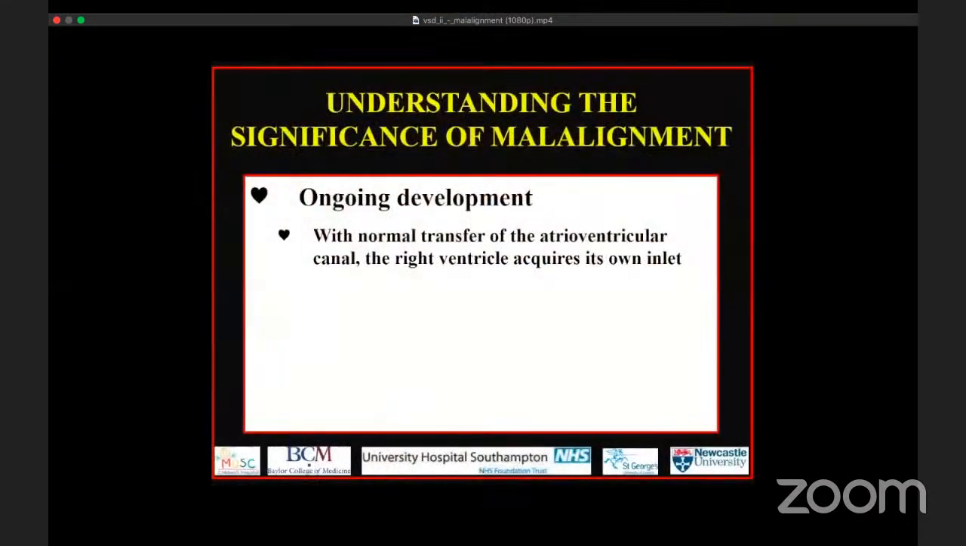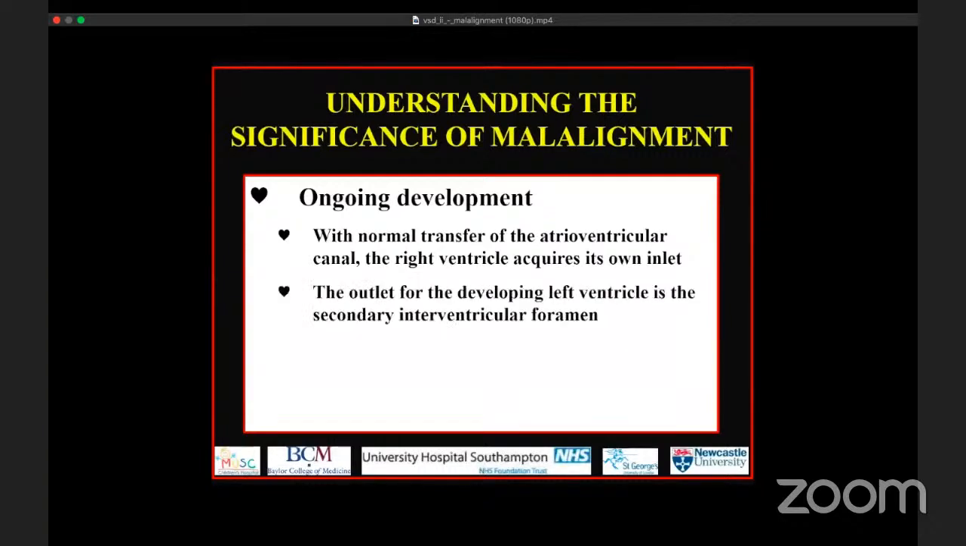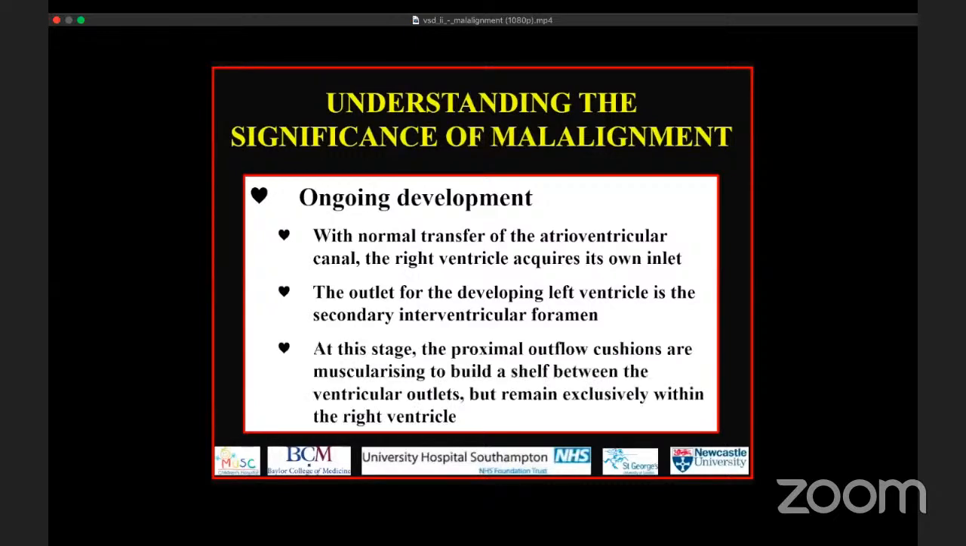So now let's return to normal development. Let's go to the stage at which there has been transfer of the atrioventricular canal, and as you have seen, that transfer will have provided the right ventricle with its own inlet. But at this stage during normal development, the outflow tract will still be supported by the developing right ventricle. So for the left ventricle, the outlet is the interventricular foramen, but now it is the secondary interventricular foramen.